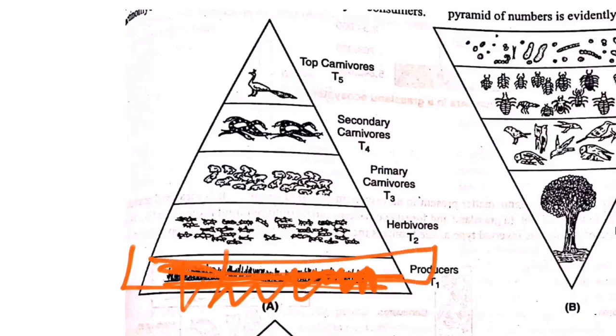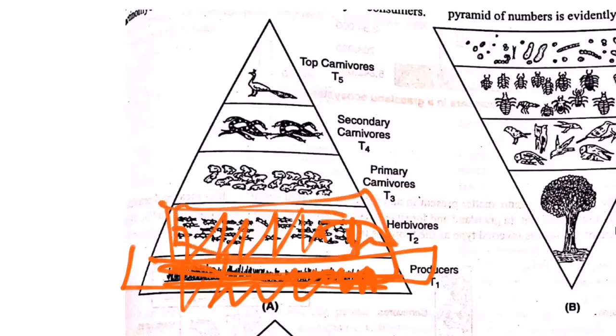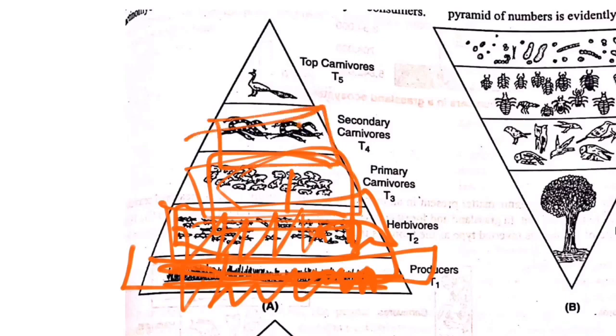Next, the organisms which are feeding on plants, their number will be a little less compared to the producers, so they occupy the second position in the triangle. And next one is the organisms which feed on primary consumers. Their number is a little less, so they occupy this position in the triangle. And next one is the organisms which feed on secondary consumers. Their number is less, so they occupy this position in the triangle.